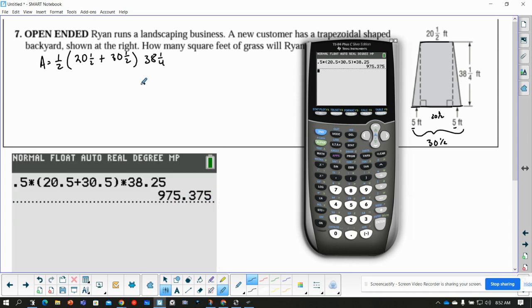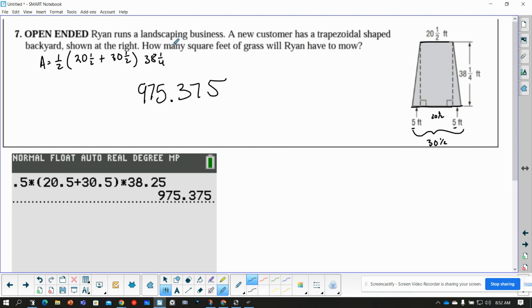So the answer here, 975.375. I don't know if it says to round it. It doesn't say anything about rounding it, so I'm going to leave it like this. Feet, so it'd be feet squared. If it did say round, I usually have you round.